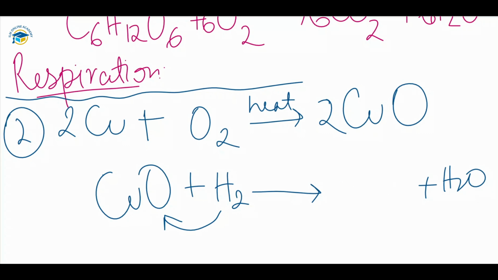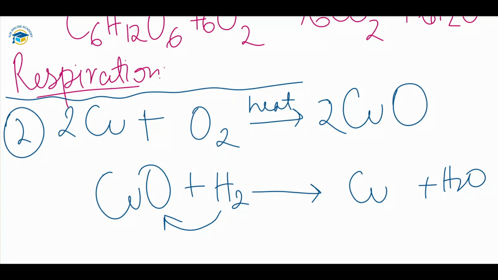I think this should also be in the symbol like this. Okay, so copper oxide, when it reacts with the hydrogen, forms copper and water. So by taking this example, the copper oxide is losing the oxygen and is undergoing the reduction reaction. It is losing oxygen and being reduced.